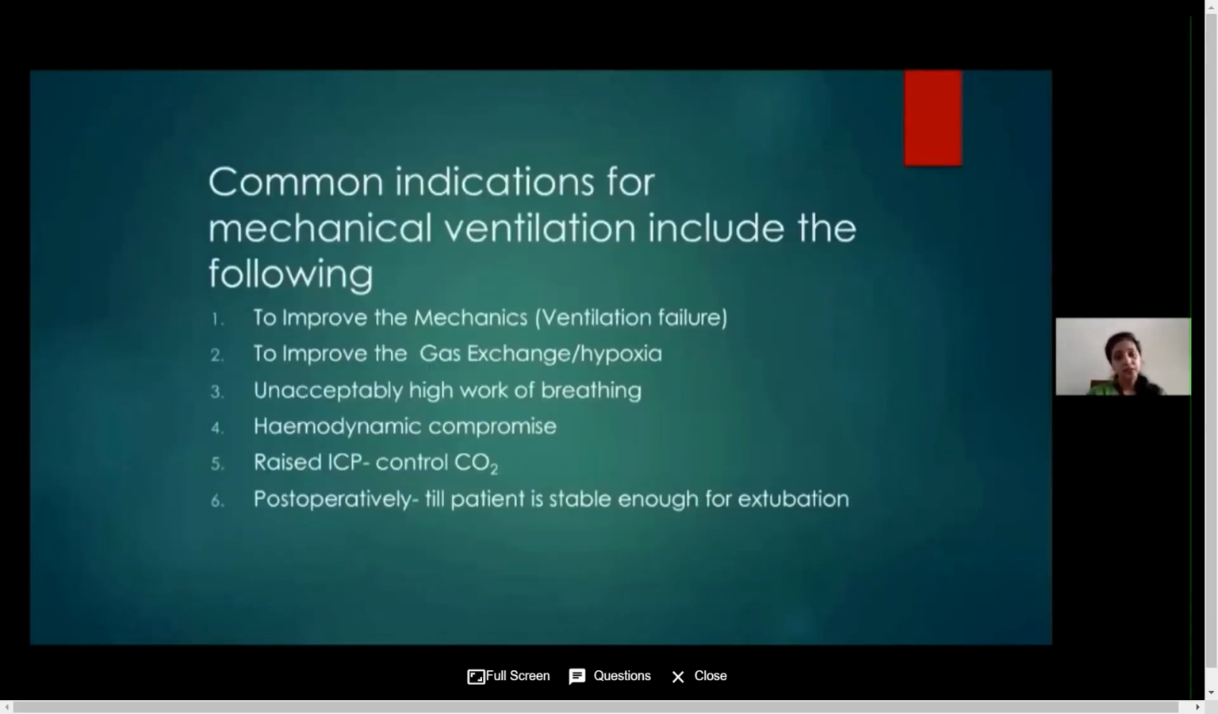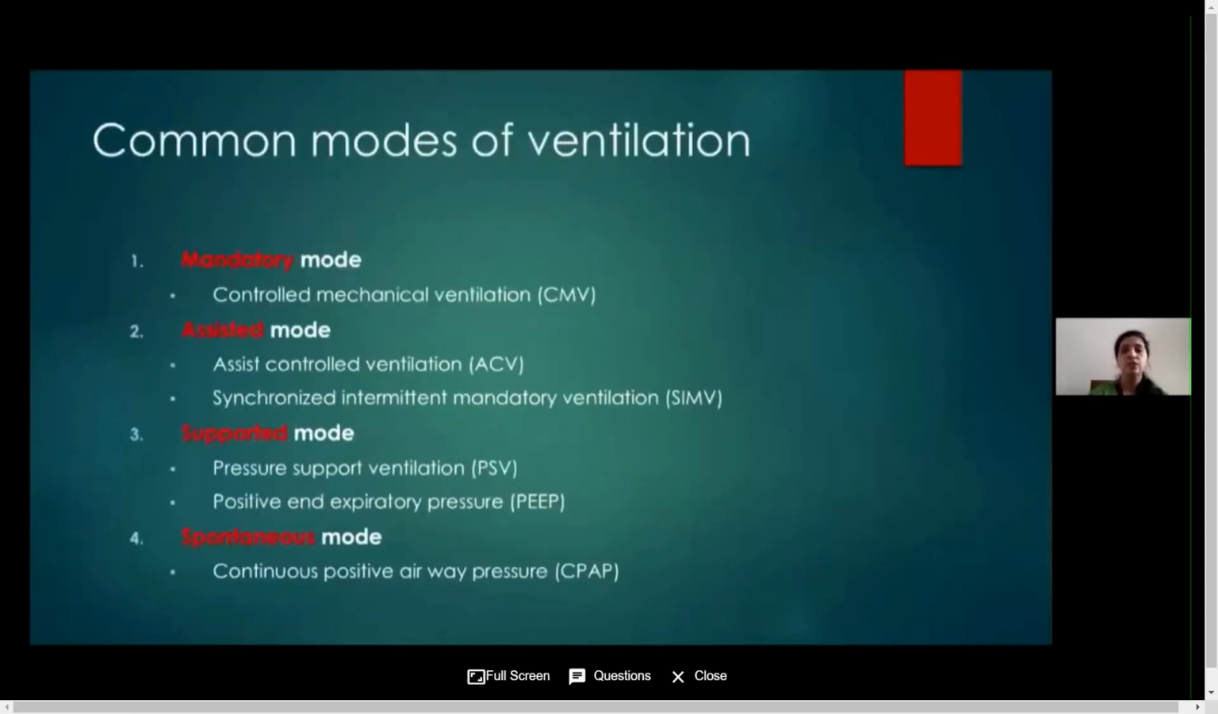And indications for intubation and ventilation could be to improve the lung mechanics of the patient, also improve the gas exchange or hypoxia in a patient. If the patient has a very high work of breathing, and if there's hemodynamic compromise, or in patients with raised intracranial pressures to control the carbon dioxide. Also, in your setup, you might encounter patients who are intubated and ventilated postoperatively till the patient is stable for extubation.